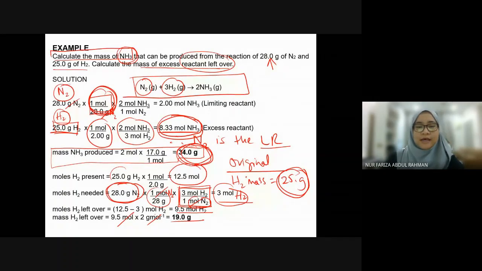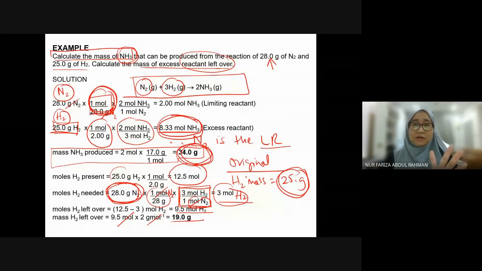Use this method in finding the leftover of the excess reactant. Later you will discover many ways to get the mass of leftover. But I really suggest, or advise, you to use this method, using the limiting reactant as our reference. Later some people use the product and subtract from it, and so on.